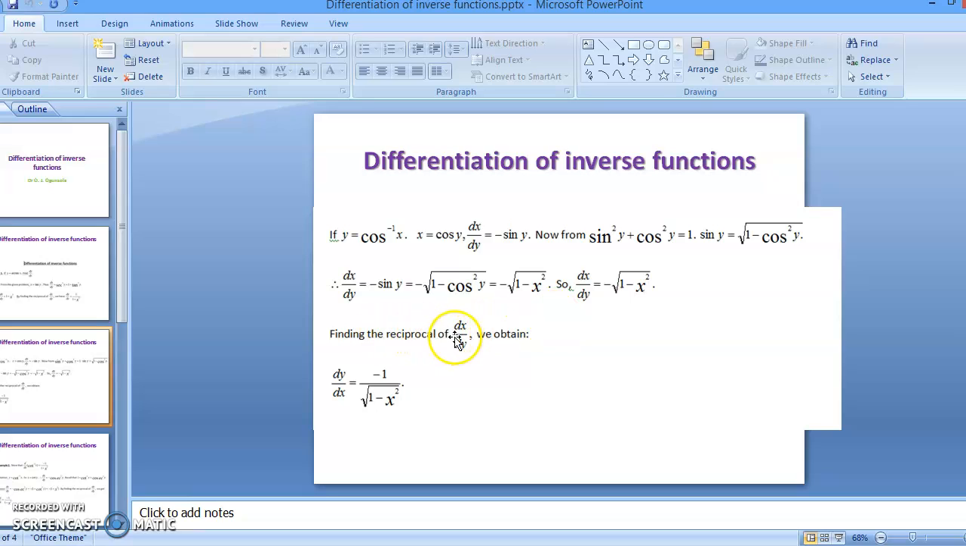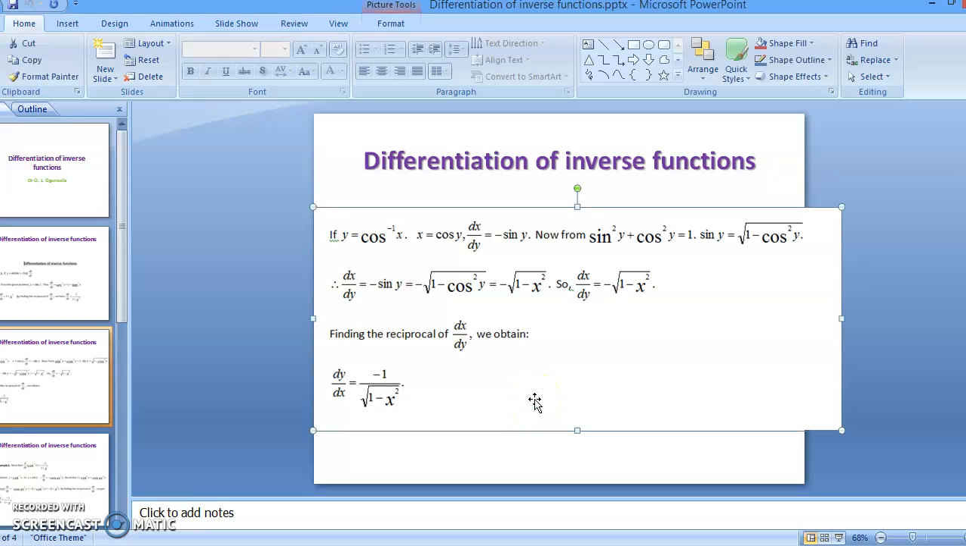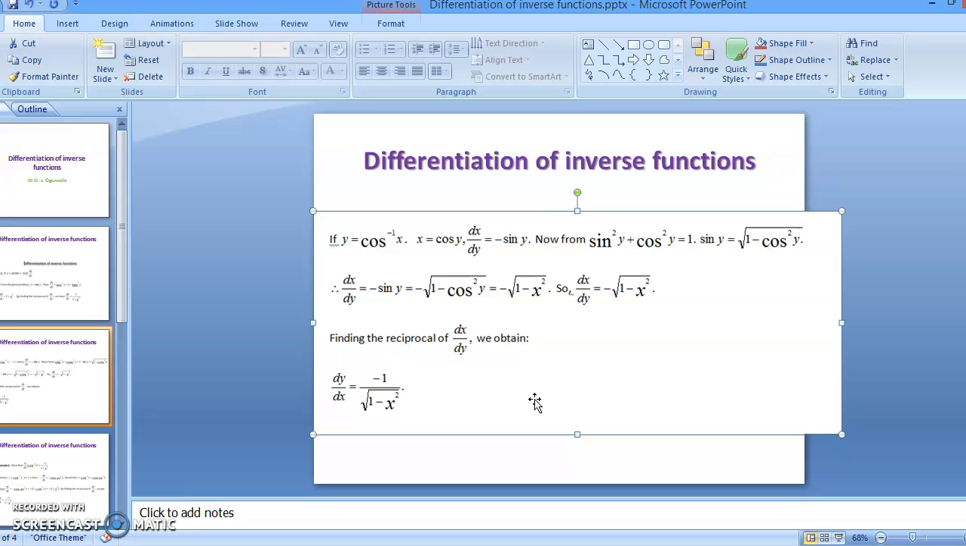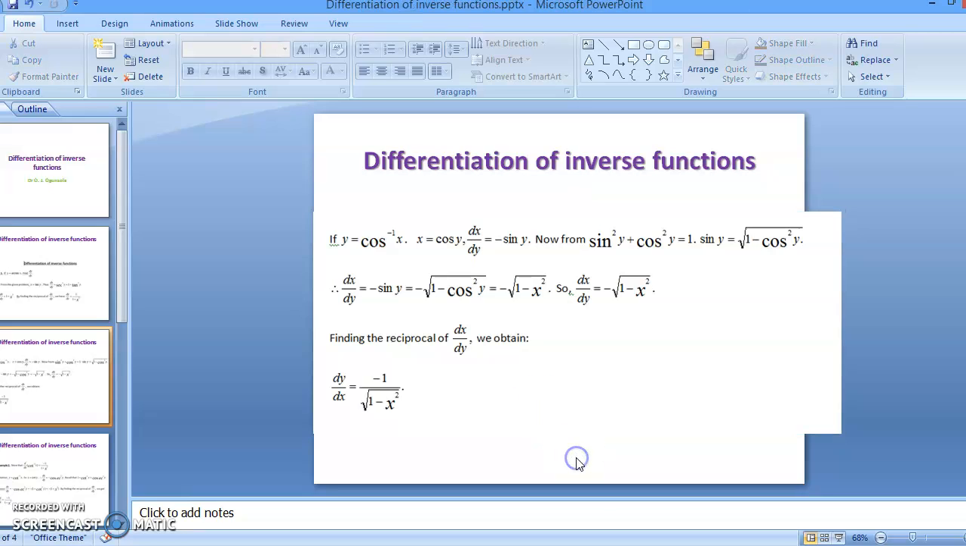So finding the reciprocal of dx/dy. Remember we are asked to find dy/dx, not dx/dy. So just find the inverse. And you have minus 1 over the square root of 1 minus x squared. Okay?